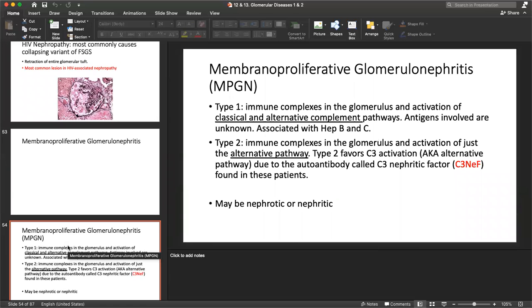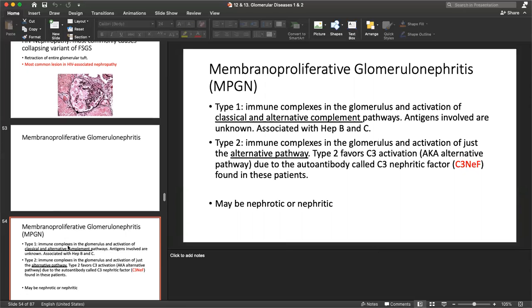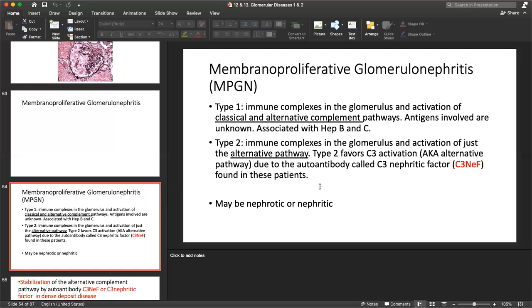Membranoproliferative glomerular nephritis, MPGN. It has two types. Again, we have another one that has multiple types. Type 1 is going to have classical and alternative complement pathways. And then type 2 is going to be the alternate. And the type 2 is the C3 NeF. And it can be nephrotic or nephritic, which is very confusing.